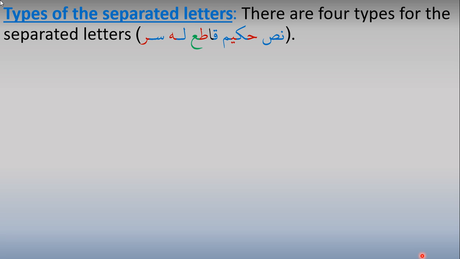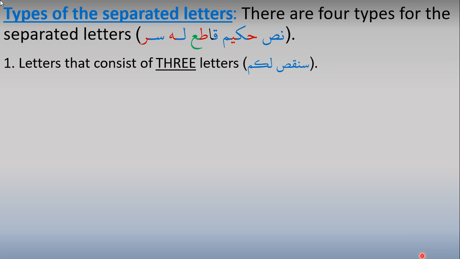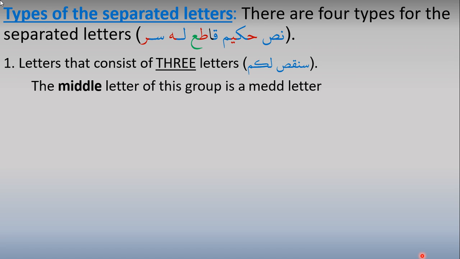Types of the separated letters. There are 4 types for the separated letters. And as you see, I colored them to make it easier. We have the blue, red, black, and green. So the first group is the blue one, which is the letters that consist of 3 letters.